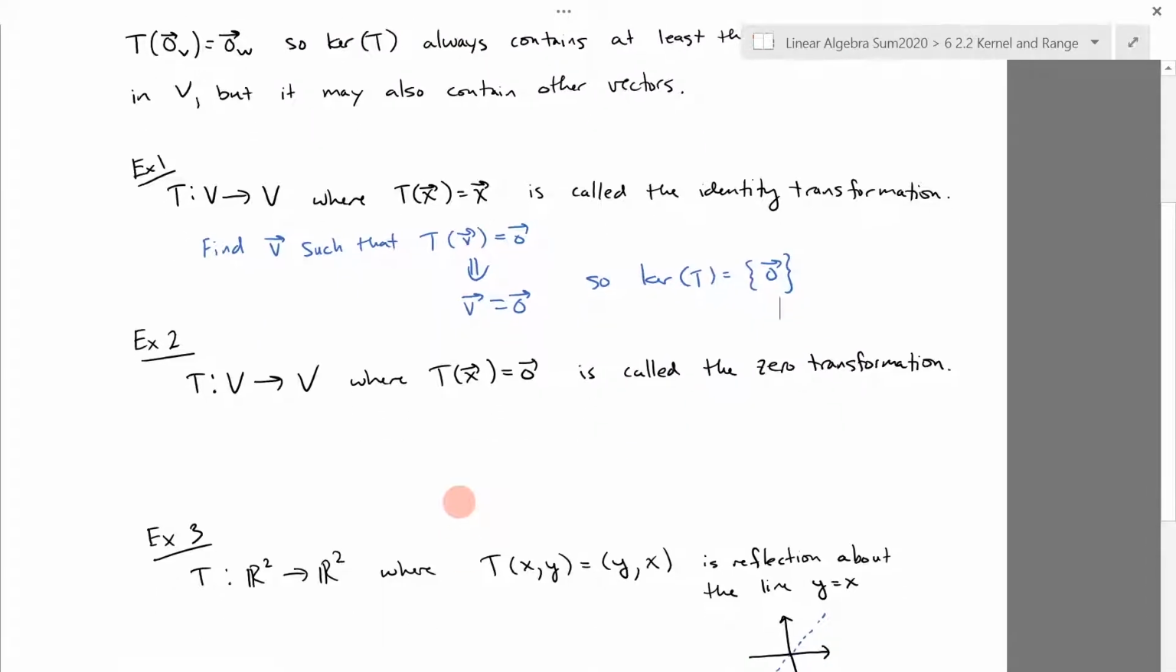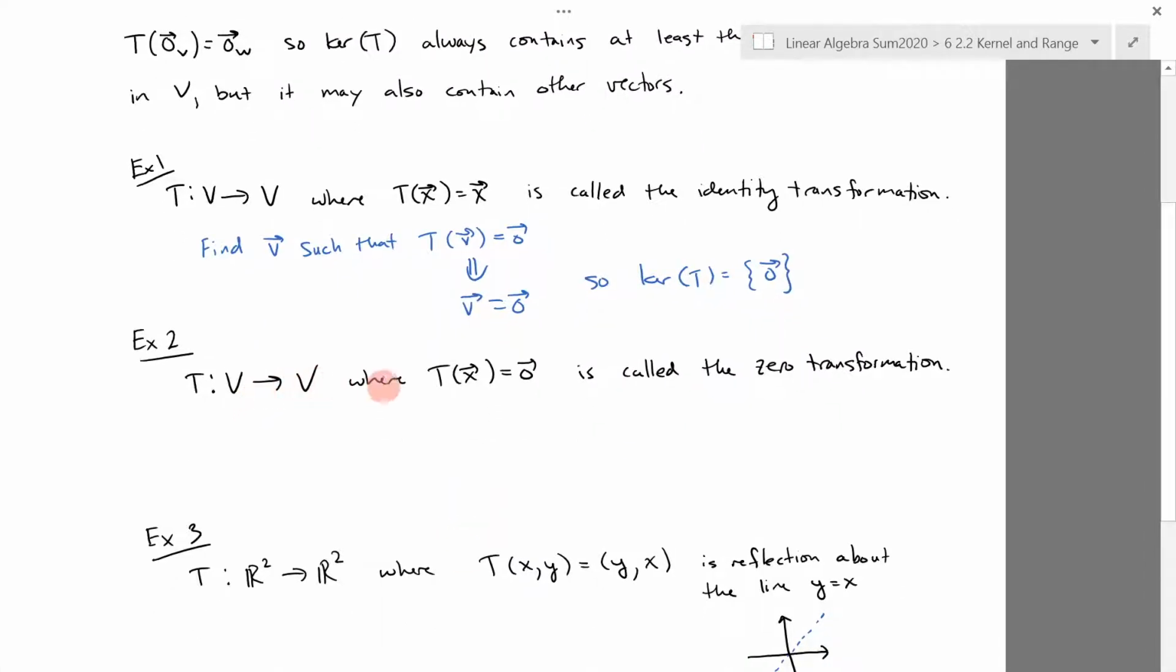Okay, so what about the next example? Here we have a linear transformation that sends every vector to the zero vector, and so clearly, if every vector is sent to the zero vector, that means that the kernel has to be everything in the domain.